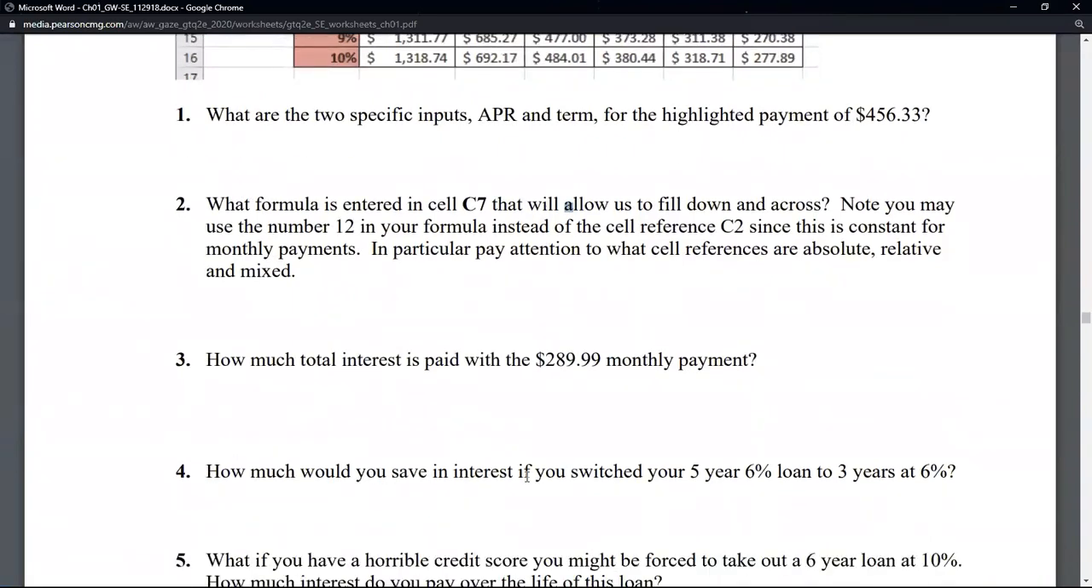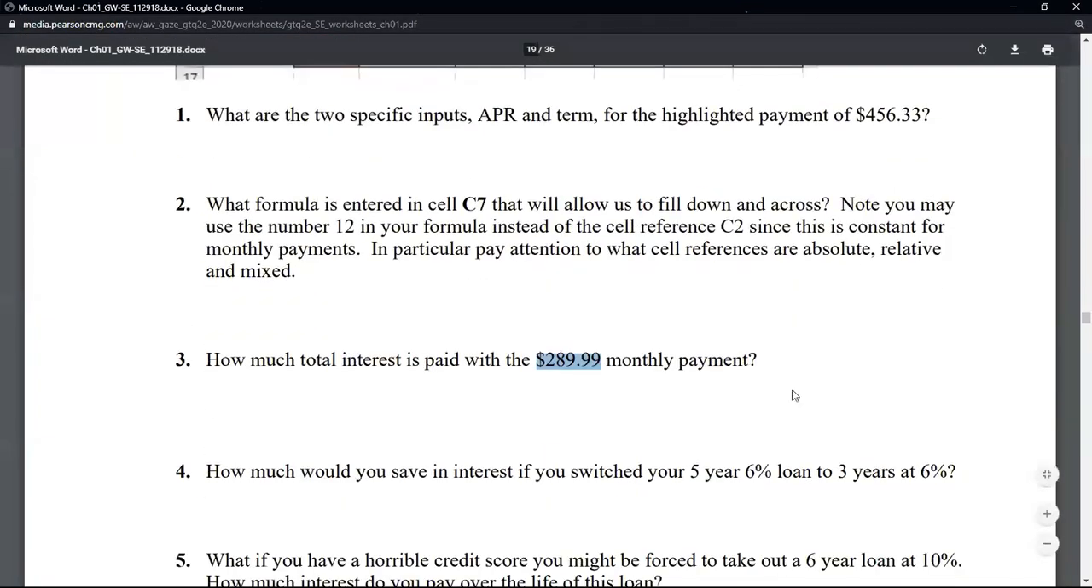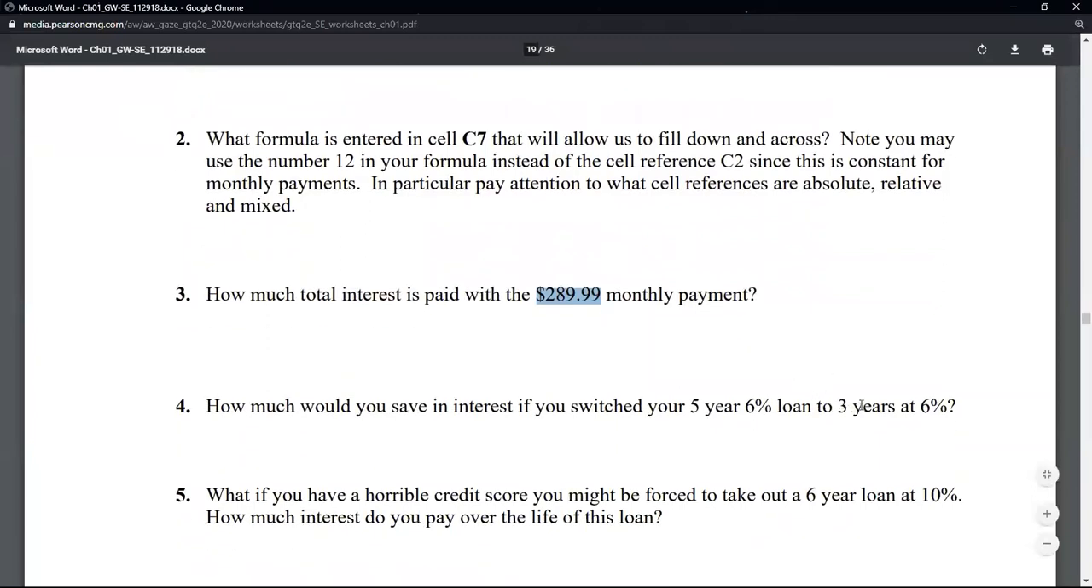Question 4, how much would you save in interest if you switched to a 3-year loan? So they give you the answer for how long and what APR this is, which basically tells you how to do the one for the blue box from question 1. But what if we switch to a shorter term loan? Going to a shorter term loan, spoilers, you will save money. So someone will have to do the exact same calculation that they did for question 3, but this will be another student. But now instead of using 5 years 6%, they're doing 3 years 6%.